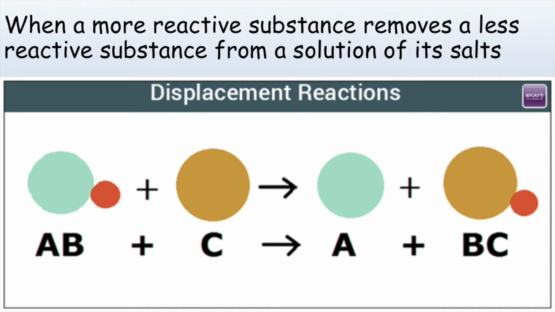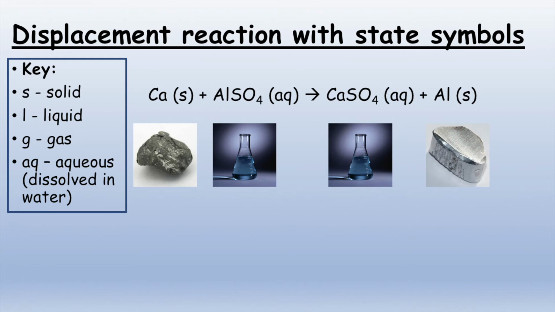So imagining C is calcium, a highly reactive metal, A is aluminium, a less reactive metal, and B is representing the aqueous solution. At the start, all we can see is the calcium metal and the solution of salts. As the reaction progresses, aluminium starts to form as a solid and the calcium is no longer seen as it's now part of the solution. Here is the equation with state symbols included.